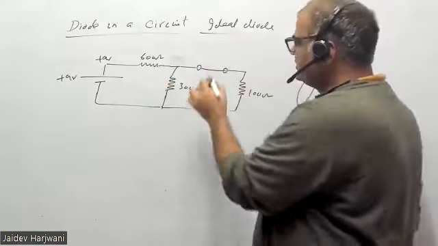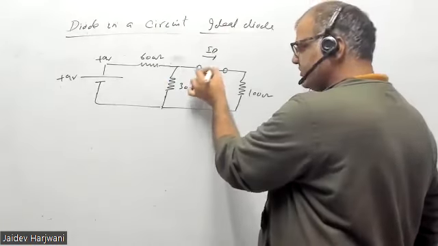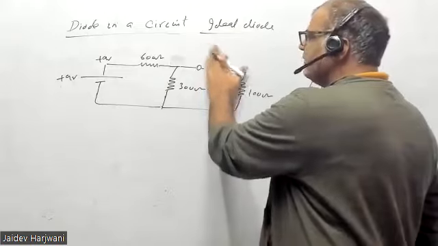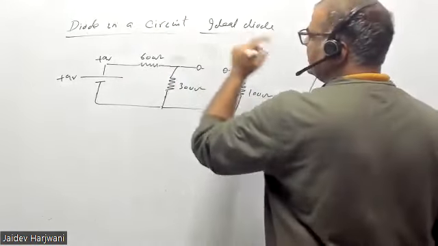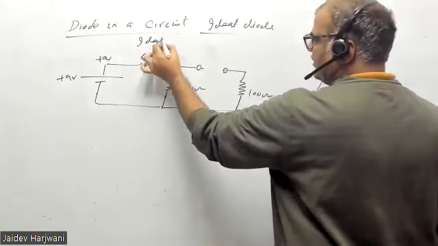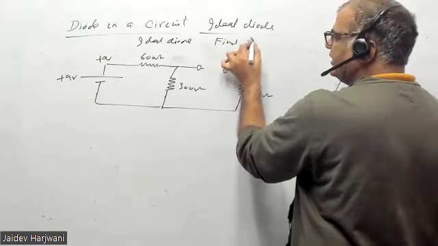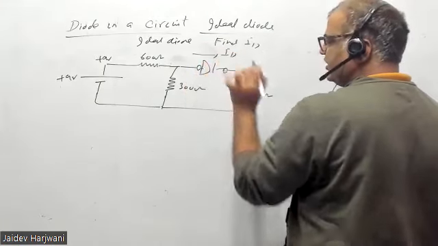You can find the ID here. Here the diode I removed, but the diode is there, and it behaves like a short circuit. The question is, what is the diode? It is an ideal diode, and you have to find ID, how much current is flowing here.